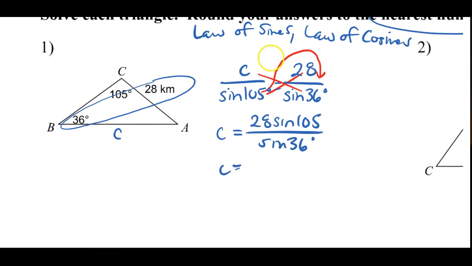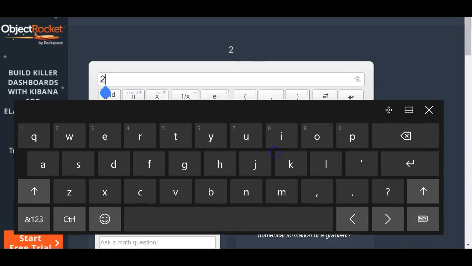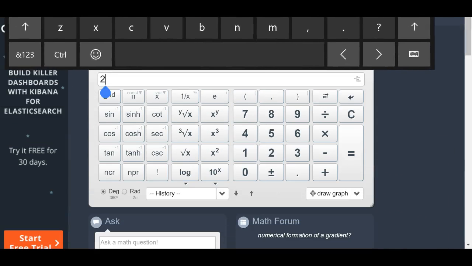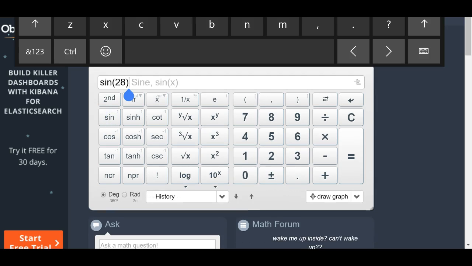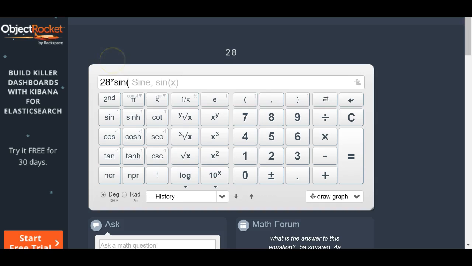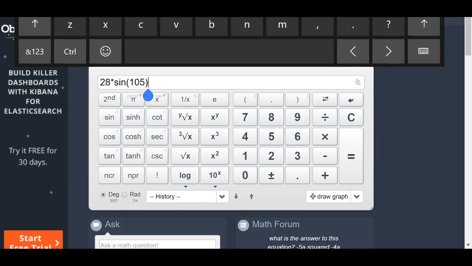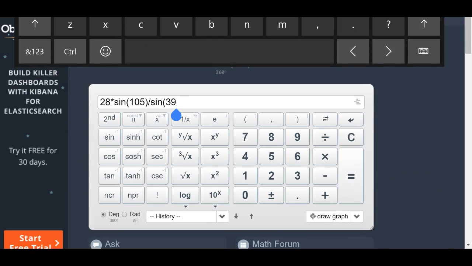So now the first problem is going to be 28 sine of 105 divided by sine of 36. So 28, and then sine. 28 times sine of 105, and parentheses around that, and then divided by sine of 36.